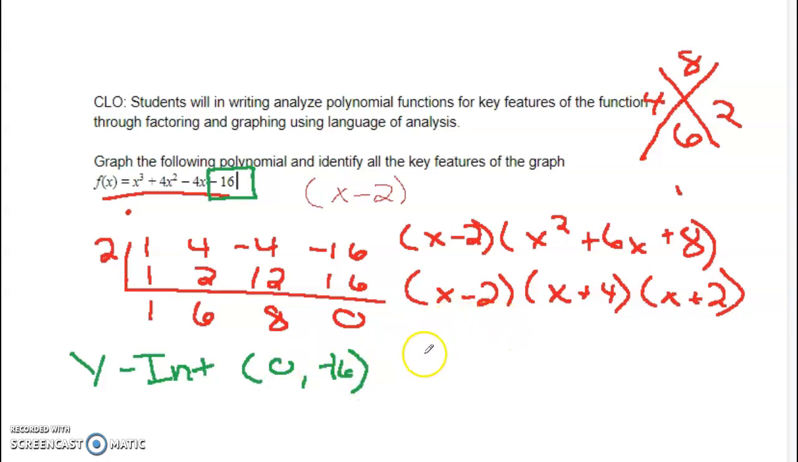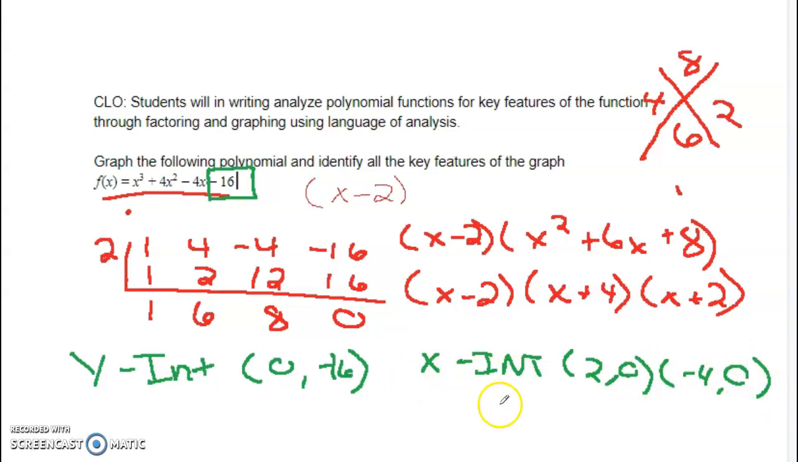Then I have x-intercepts at 2, 0, -4, 0, and -2, 0. There's all my x and y intercepts, so that's a good start. The next thing you're going to do is put this in your graph, and you can put the original or you can put this one.